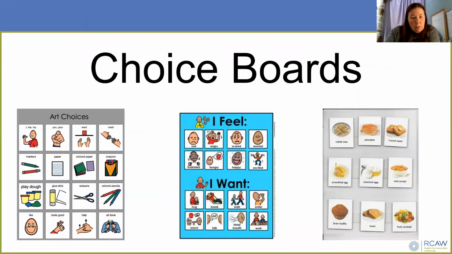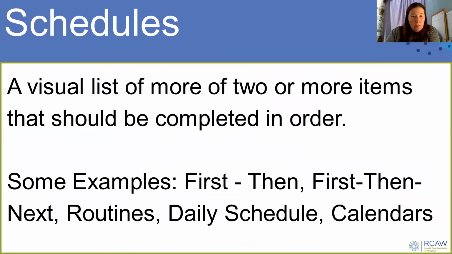So then the next thing we're going to talk about is schedules. This is really helpful with individuals who are visual thinkers. You often think about this with individuals with autism, but it's a visual list of two or more items that should be completed in order. So this might be your first-then boards, your routines, your daily schedules, calendars, anything like that is an example of a visual schedule.